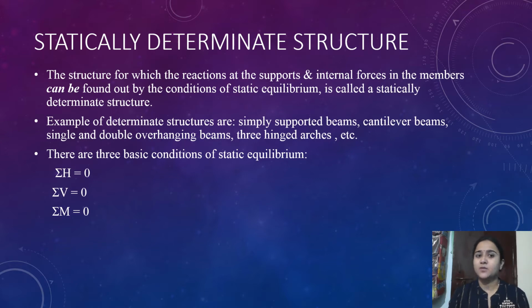And what are the three basic equilibrium conditions? Summation of horizontal forces equals 0, summation of vertical forces equals 0, and summation of moment equals 0. These are the standard equilibrium conditions from which we can find out the unknowns. So such a structure is known as a statically determinate structure.